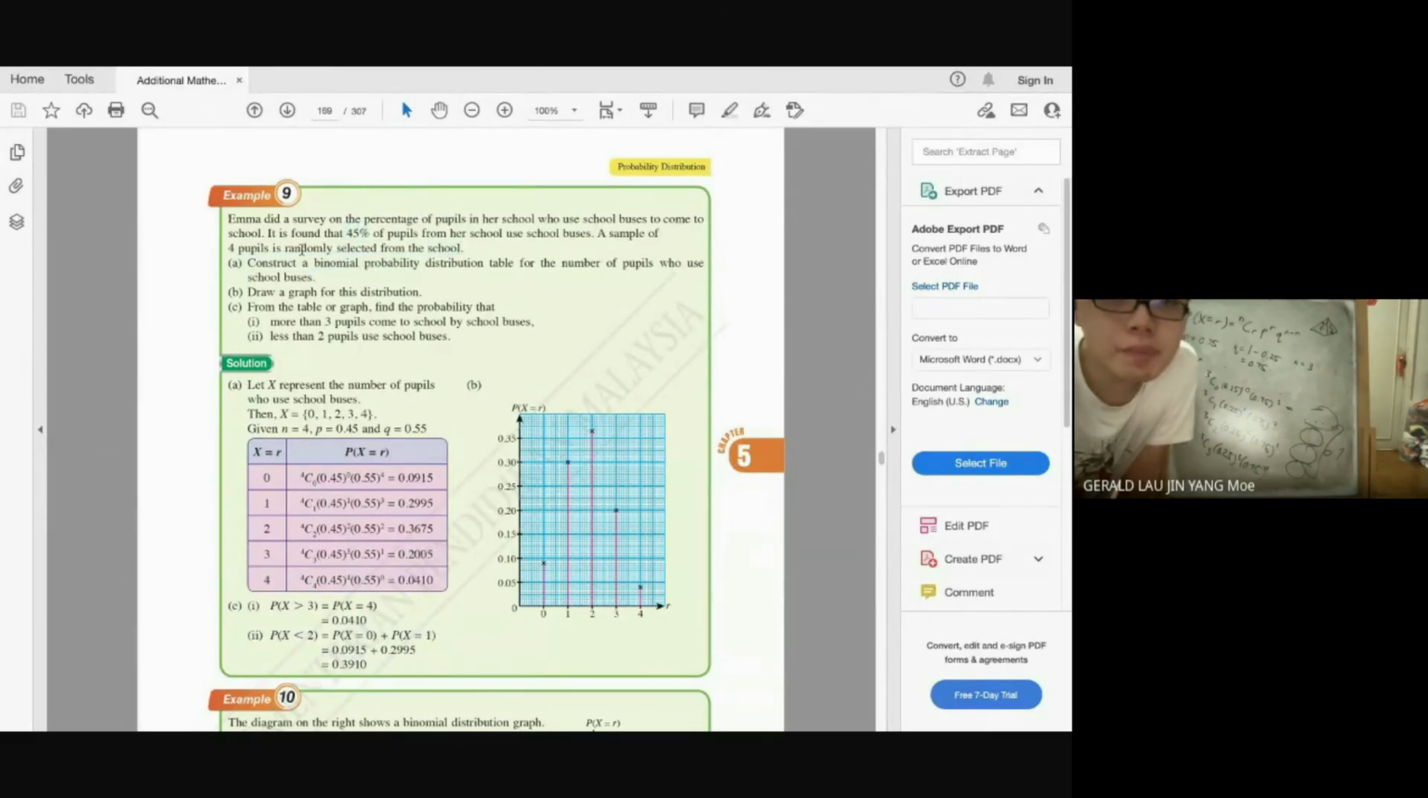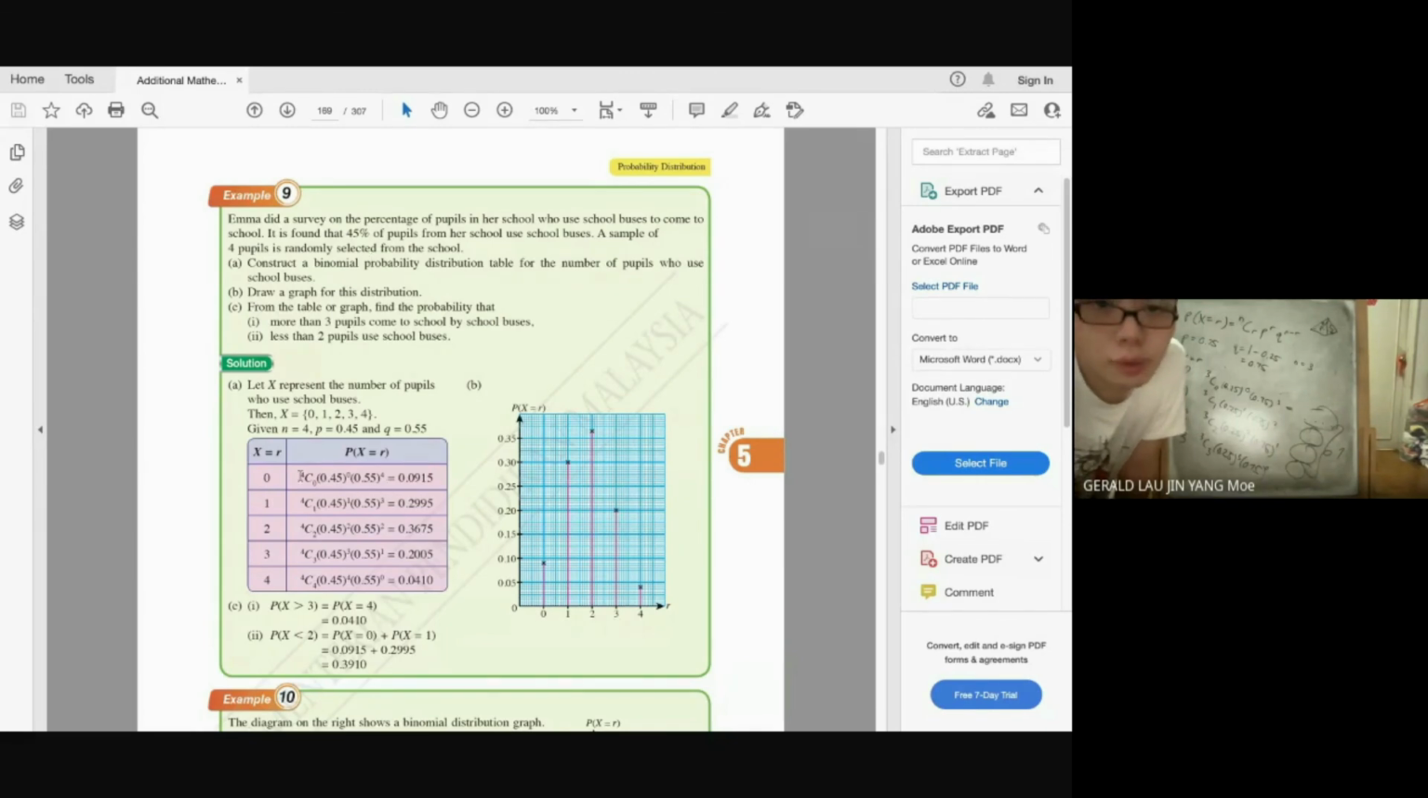A sample of 4 pupils. 4 is your N. A sample of 4 pupils is randomly selected from the school. So if they give you P, you also know your Q. 1 minus 0.45 is 0.55. Construct a binomial distribution table. So out of these 4 pupils, if 0 come by bus, what is the probability? If 1 pupil comes by bus, what is the probability? If 2 pupils come by bus, what is the probability? 3 pupils, what is the probability? 4 pupils, what is the probability? Use your formula to calculate yourself.